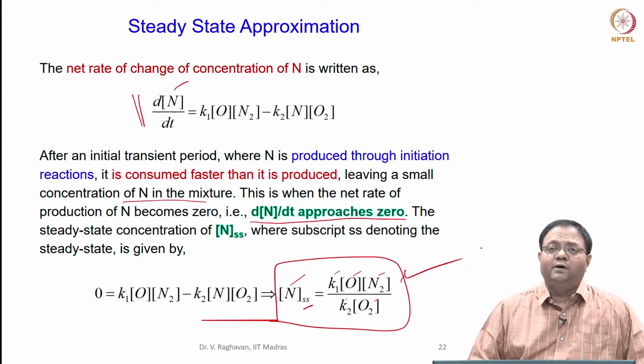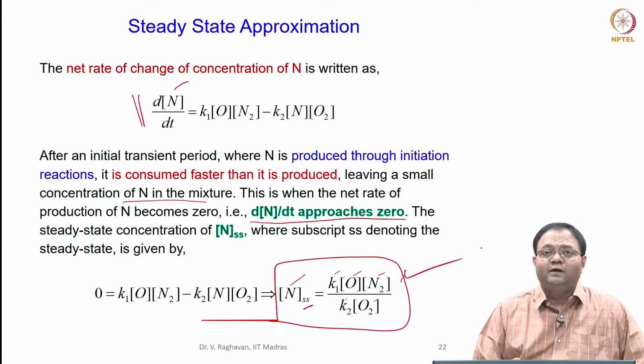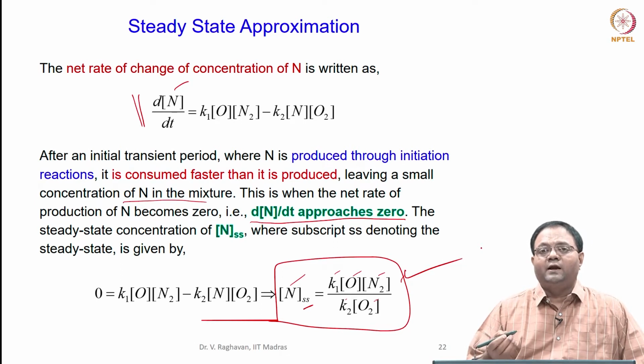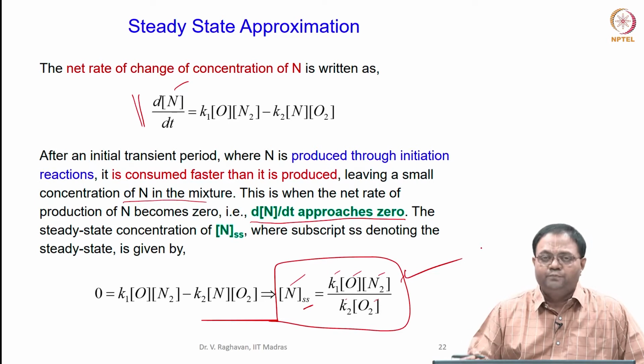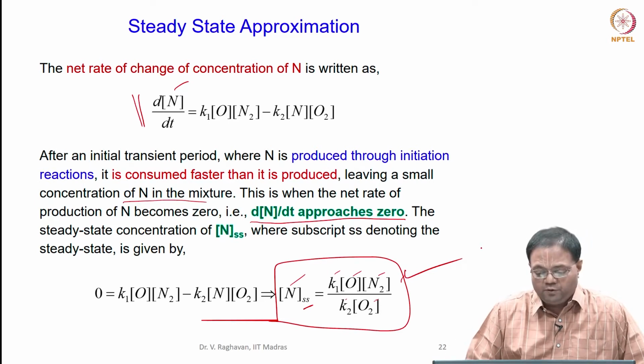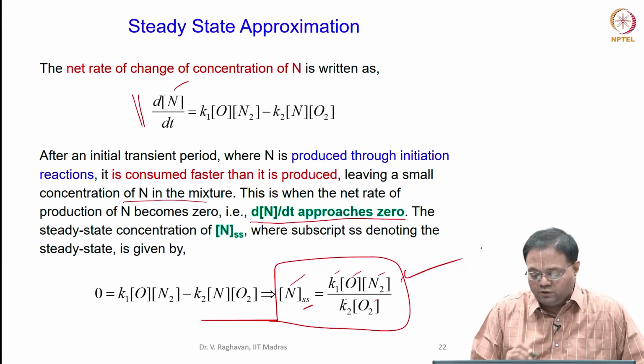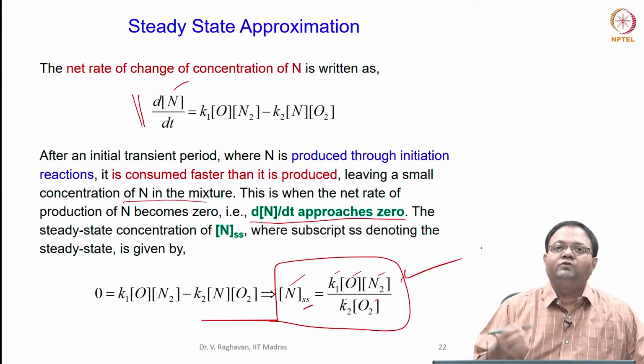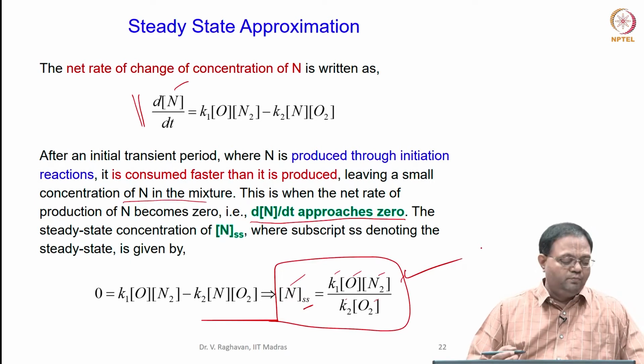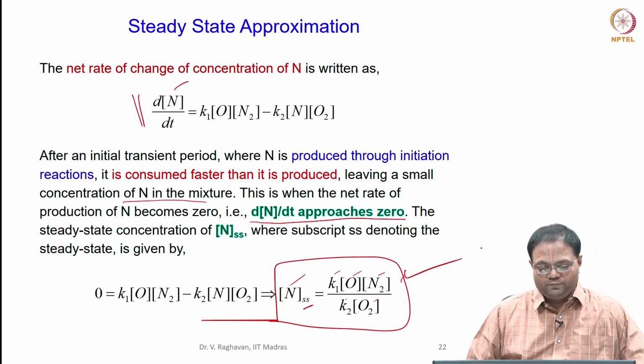So, a steady state approximation can be applied to radicals and fast reaction species which are produced initially at a higher rate, but also consumed at a much higher rate in the subsequent proceeding of the reaction. Such species can be calculated using a steady state approximation. Okay, so that is what is illustrated here. This is one of the approximations or methods which will be used to eliminate a species.